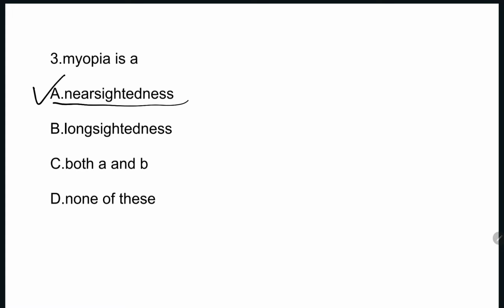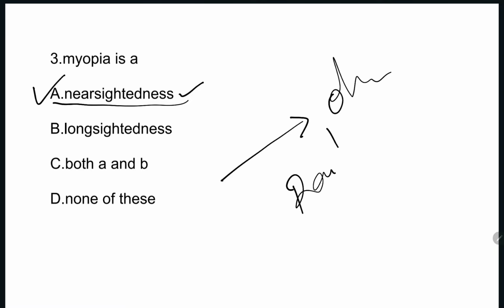So in this condition, you can see the objects that are near clearly but have difficulty seeing objects that are further away. So in this condition, the person can see the near objects, but the person cannot see the long distance objects, for example, road signs. Okay, so the person cannot see the long distance objects.